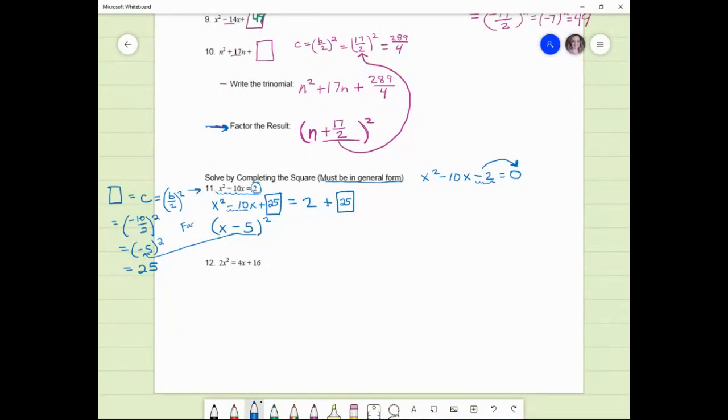So I'm going to write factor so that you remember later that that's the step that we took there. Equals 27. 2 plus 25 is 27. So now what I've got is something that I can solve using the square root method. And so for this next step, actually let's do the square root method.